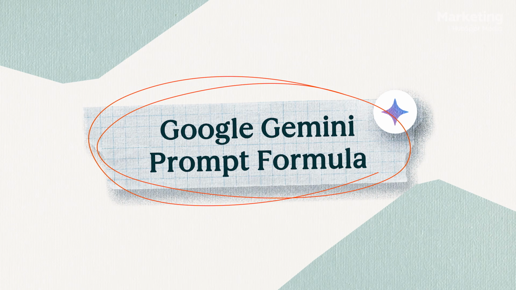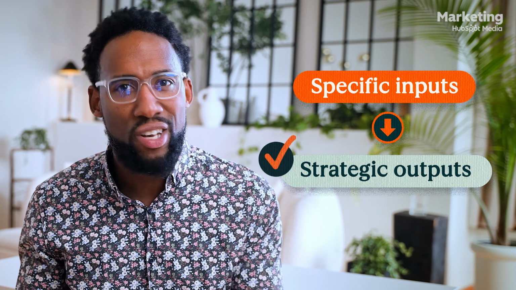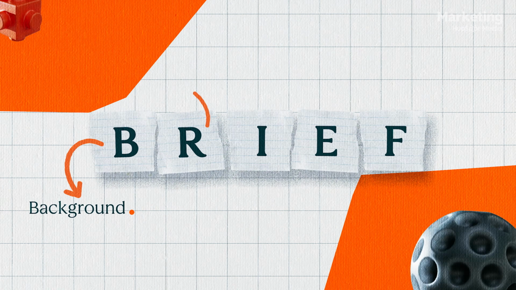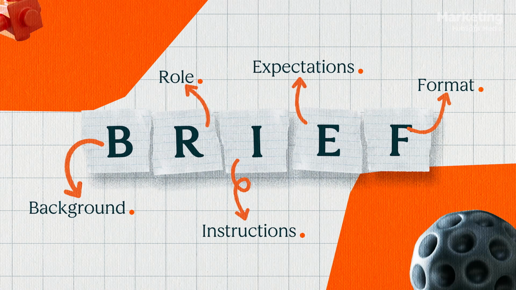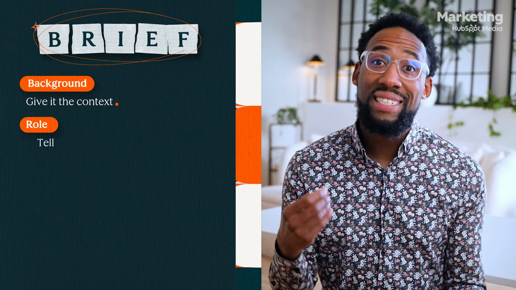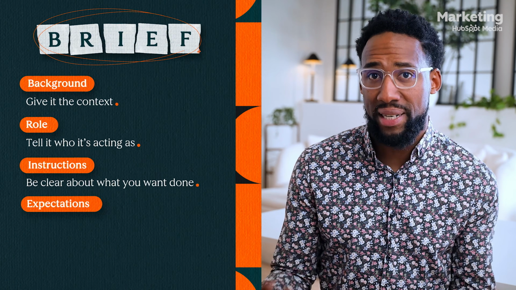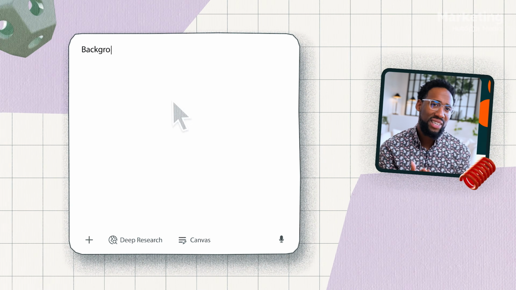Google's Gemini prompt formula. When it comes to prompting any AI chat, remember that vague prompts create vague outputs. Specific inputs create strategic outputs. So we aren't just going to be prompting Gemini, we're going to brief it, give it background, role, instructions, expectations, and formats directly into the system so you can get valuable outputs. Let's break that down. B, background, give it the context. R, role, tell it who it's acting as. I, instructions, be clear about what you want done. E, expectations, define the outcome. F, format, tell it how to structure the output. Now let's take a look at this in action.